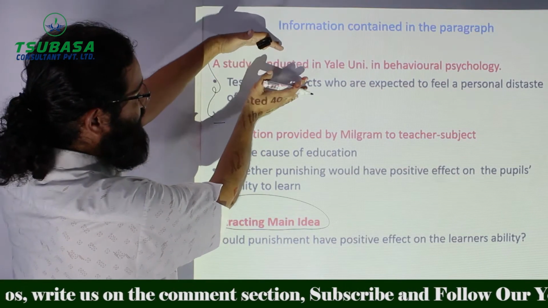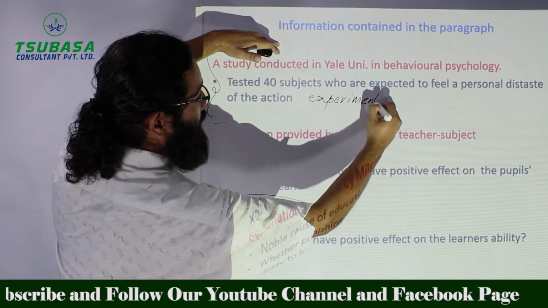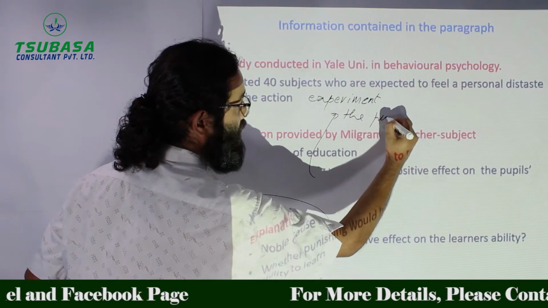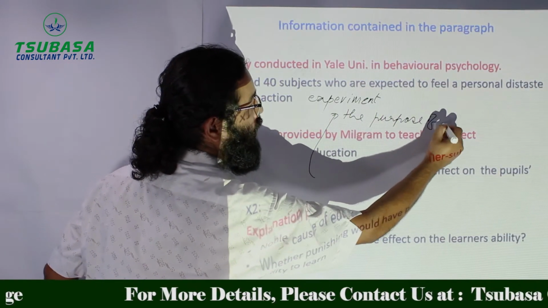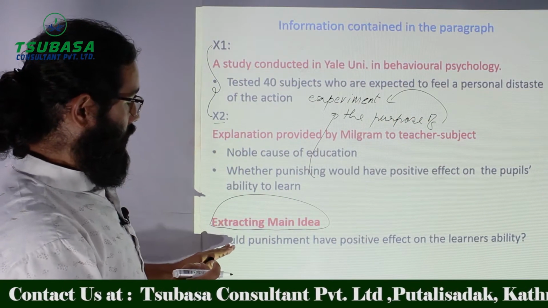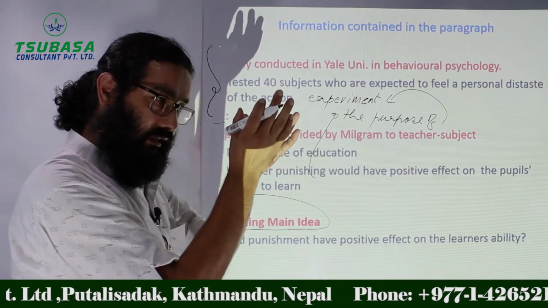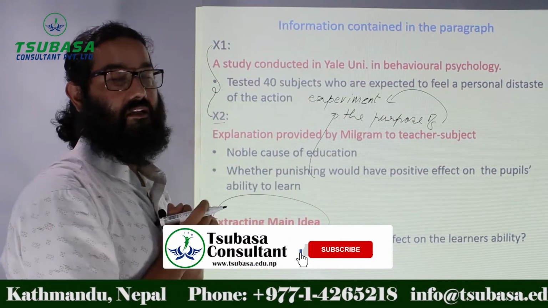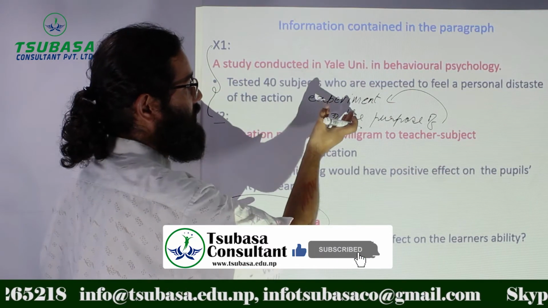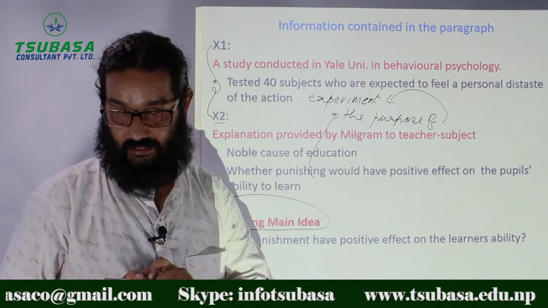That means X1 says experiment, right? And X2 gives us the purpose of the experiment. So what's this paragraph about? Would punishment have positive effect on the learner's ability? So when you're looking into the list of statements, what you have to understand is you have to be able to find what is the purpose of the experiment. Okay, now let's go to the earlier passage ones to find an answer.